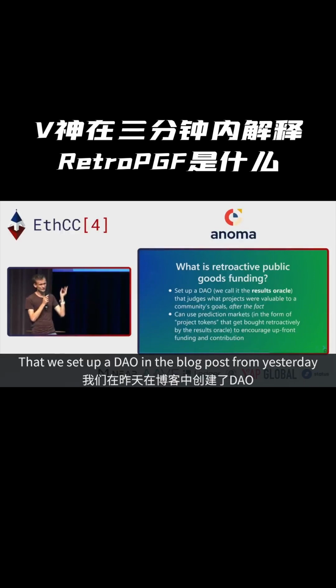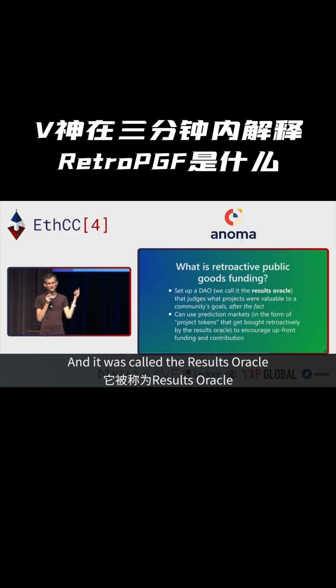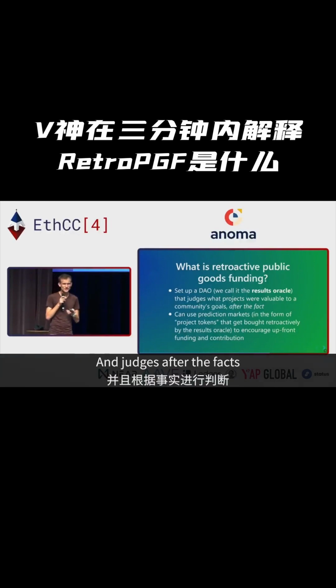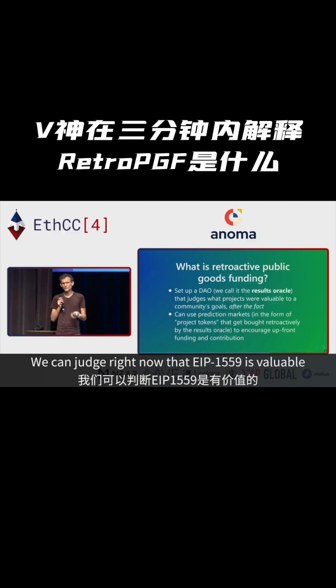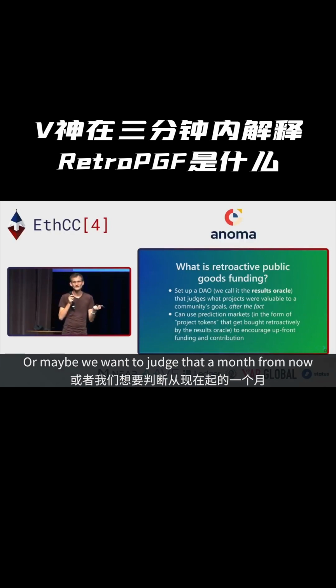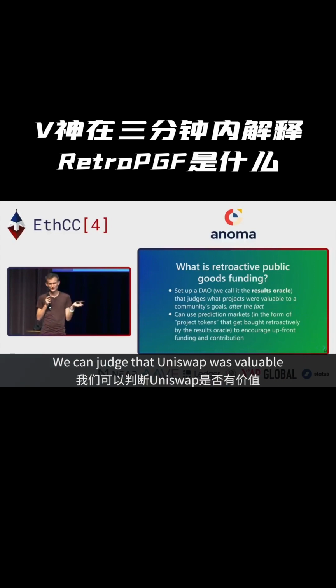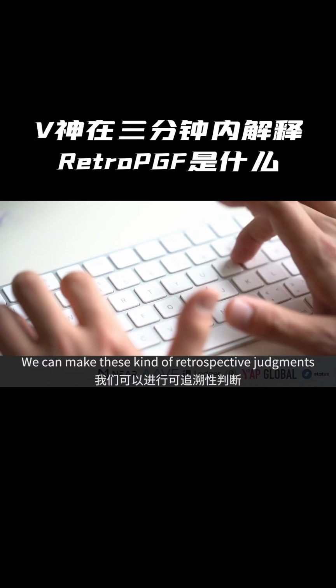So the idea would be that we set up a DAO. In the blog post from yesterday, it was called the Results Oracle. And the DAO just judges what projects were valuable according to a community's goals, and it judges after the fact, right? So you might say, we can judge right now that EIP 1559 is valuable, or maybe we want to judge that a month from now. We can judge that layer 2 protocols were valuable. We can judge that Uniswap was valuable, and we can make these kinds of retrospective judgments.